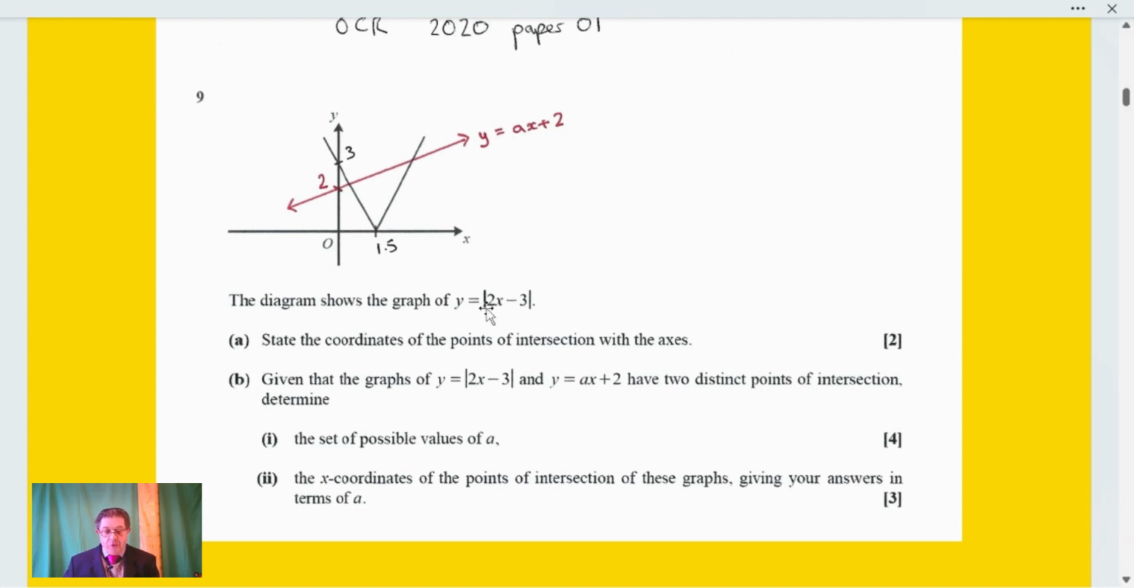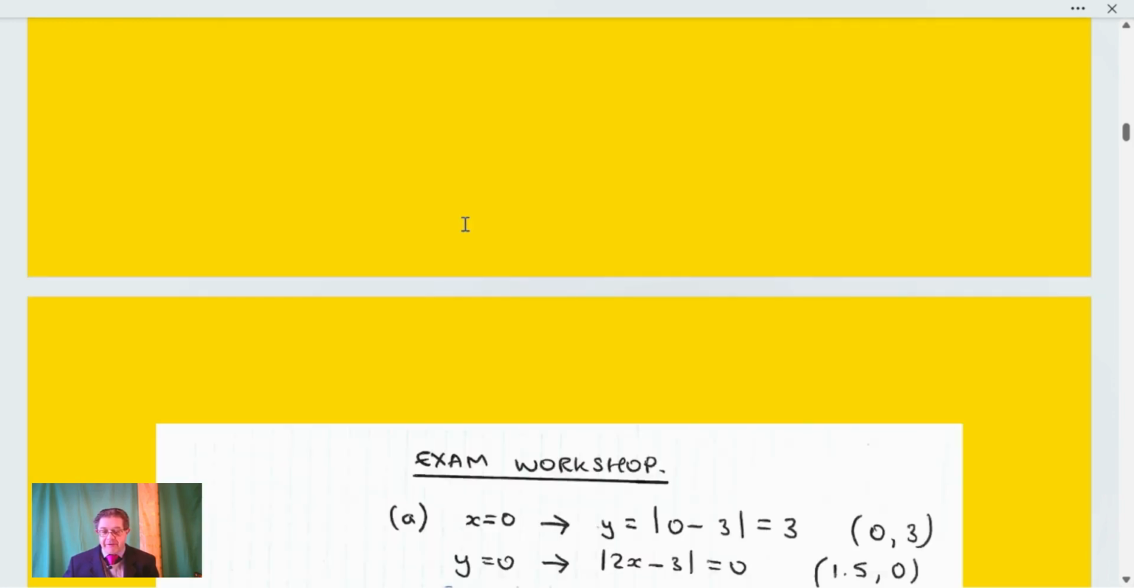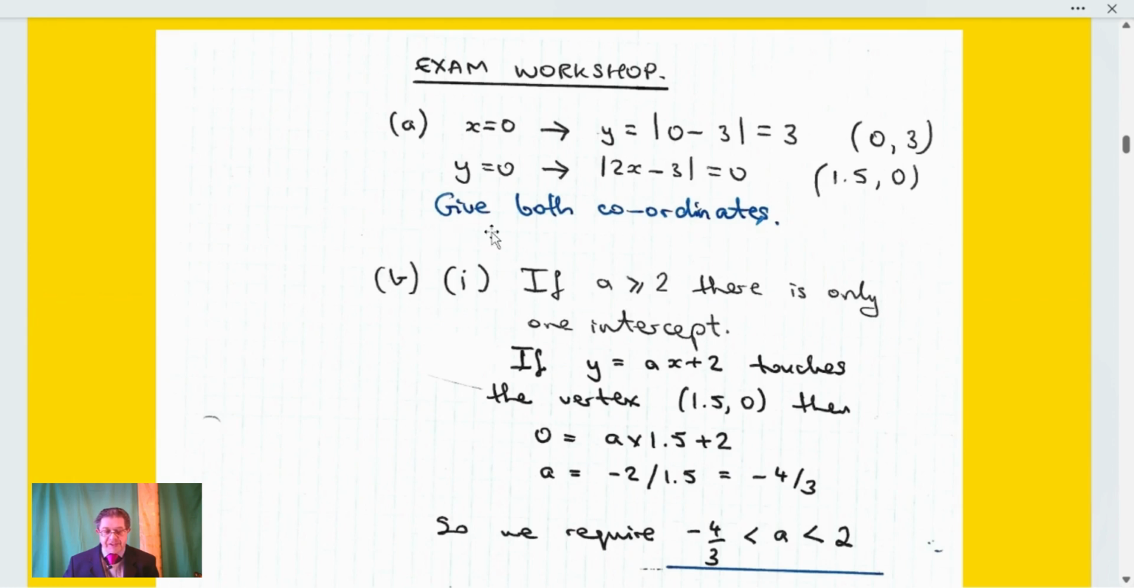So we think, okay, when x is 0, y will be 3. So we have the coordinate (0, 3) with the y-axis, and the vertex is going to be when the part inside the modulus is 0. 2x take 3 is 0, x is 1.5, the coordinate is going to be (1.5, 0). We give both coordinates.